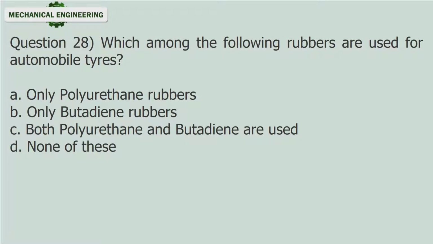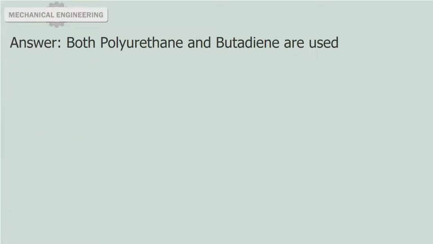Question 28. Which among the following rubbers are used for automobile tyres? A. Only polyurethane rubbers. B. Only butadiene rubbers. C. Both polyurethane and butadiene are used. D. None of these. Answer: Both polyurethane and butadiene are used.